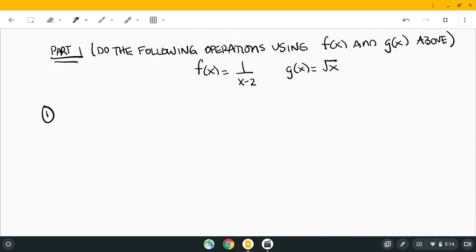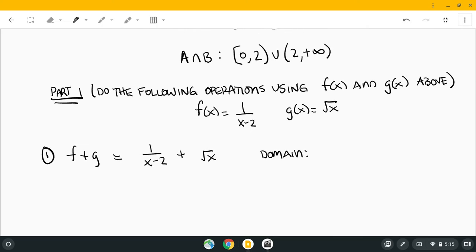All right, so number 1. Let's go ahead and do f plus g. Okay, so f plus g is 1 over x minus 2, that's f, plus g. G is square root x. And there are no like terms. And so the domain here is the intersection of their domains, which will be this. So 0, 2, union 2 to positive infinity.